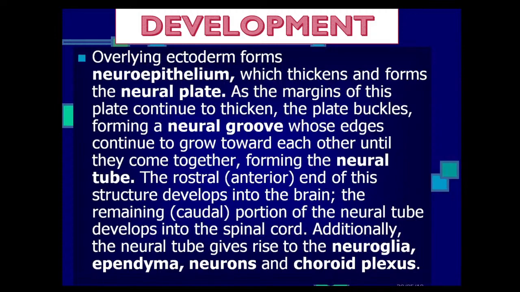What about development? Overlying ectoderm forms neuroepithelium, which thickens and forms the neural plate. As the marginal plate continues to thicken, the plate bulges, forming the neural groove, with edges that continue to grow towards each other until they come together, forming the neural tube. So, we just have a little step.